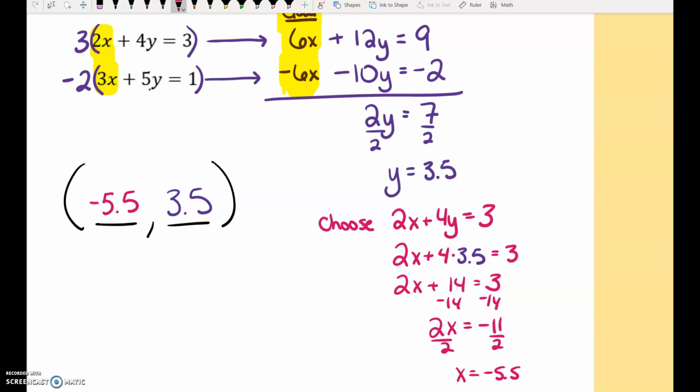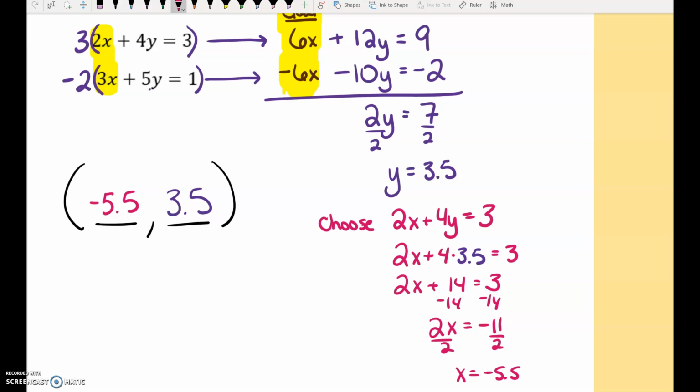Now remember yesterday, we had a situation where the variables all went away and we had either a true statement or a false statement. That can still happen with elimination. What if we had done all of this and instead of negative 10y right here, it had ended up being a negative 12y? Then both variables would have eliminated and we would have had 0 equals 7. That would have been a false statement, so that would be no solutions.